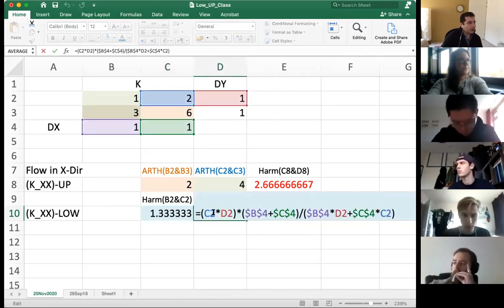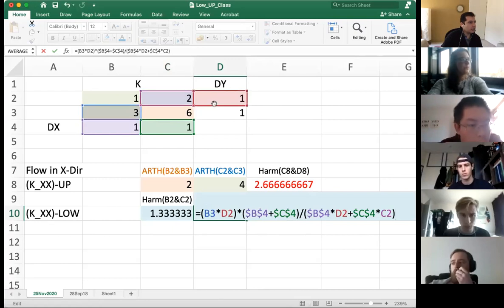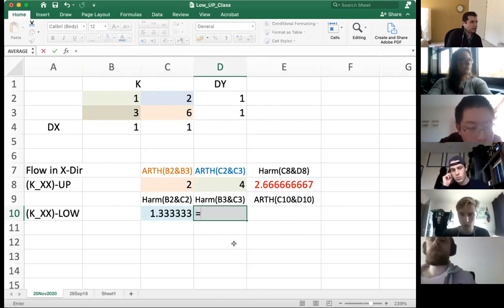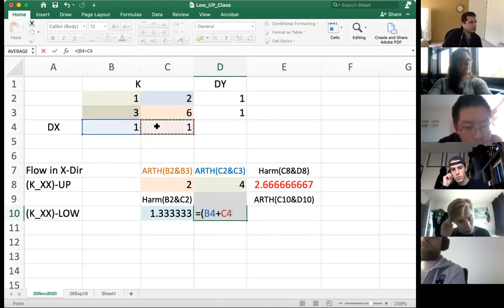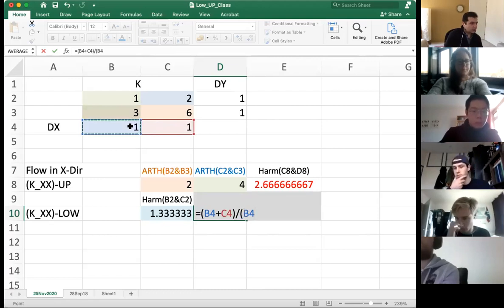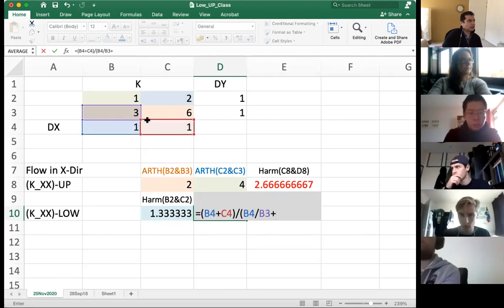My permeabilities are not C2 and D2 anymore. My permeability C2 will be B3. Let me just write it again from scratch. This is equal to the total length, the harmonic between B3 and C3. What is the total length? It is this plus this. That's the total length, divided by the first length divided by the permeability of that one, plus the second length divided by the permeability of that layer.